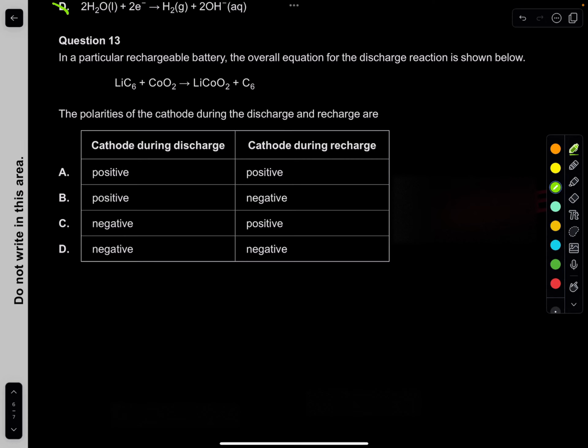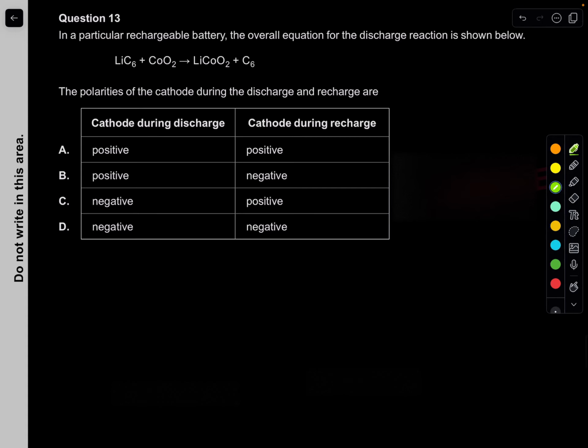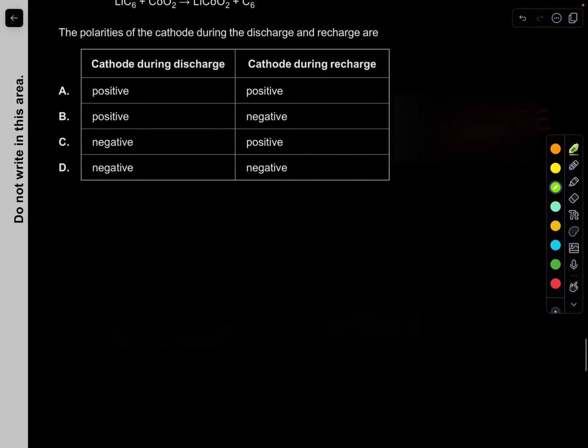Question 13. In a particular rechargeable battery, the overall equation for the discharge reaction is shown below. The polarities of the cathode during the discharge and recharge are what? So cathode is positive, cathode. I'm going to go into very detail with this because I think a lot of students do get confused. Let's actually analyze this. Let's have a look at the cathode. Your cathode, and this is your anode.